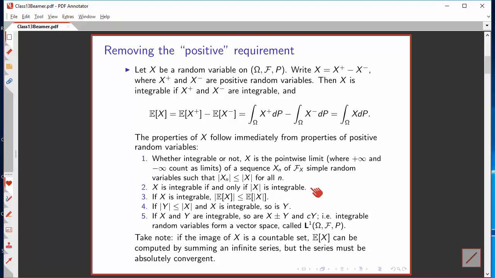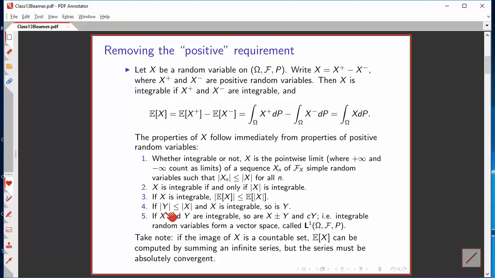If x is integrable, it's because x plus and x minus are integrable. And if we take the sum rather than the difference of x plus and x minus, we're calculating the expectation of the absolute value of x. So a condition for x to be integrable is that its absolute value has to be integrable. And in that case, the absolute value of the expectation is less than or equal to the expectation of the absolute value.